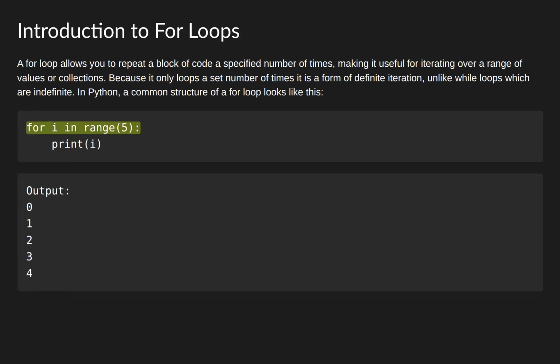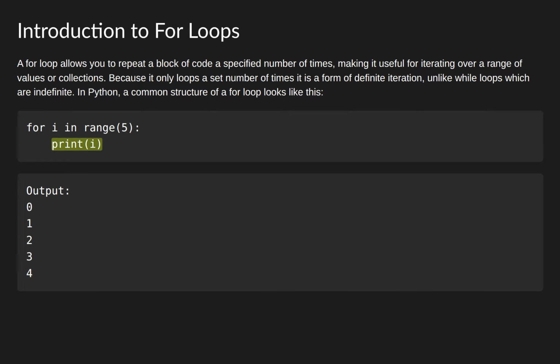A for loop allows you to repeat a block of code a specified number of times. This is useful for iterating over a range of values or collections. Because it repeats a set number of times, it is known as definite iteration. In contrast, while loops are indefinite, as they continue until a condition is no longer met.